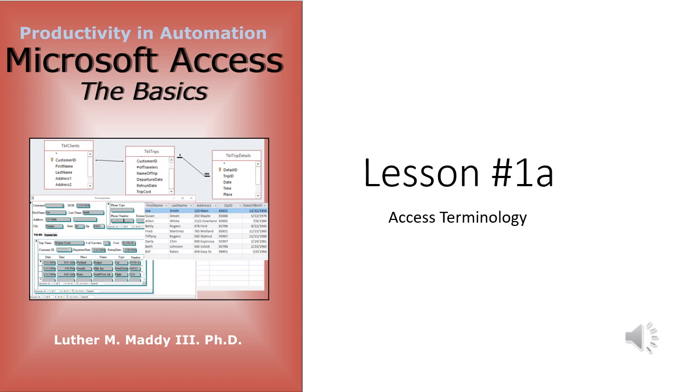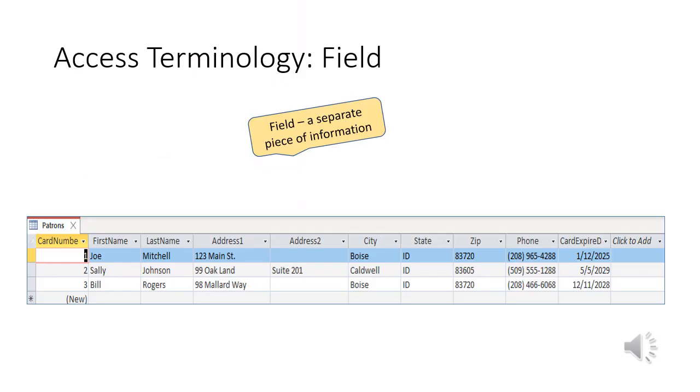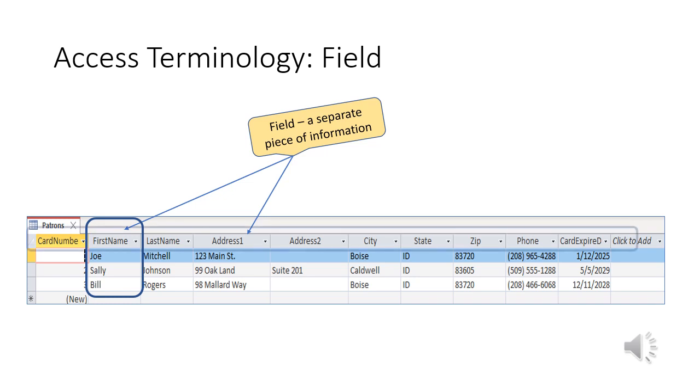In this lesson, we're going to talk a little bit about Access terminology. The first very important term in Microsoft Access, or any database for that matter, is a field. A field is a separate piece of information. In this example, we have an Access table, and we'll see that we have several fields. We have first name, last name, card number, address 1, address 2, city, state, zip, phone number, and the card expiration date. Each field is a separate piece of information in Microsoft Access.